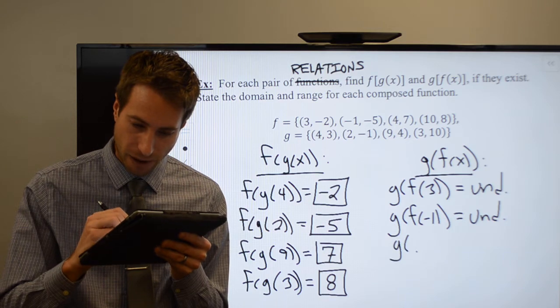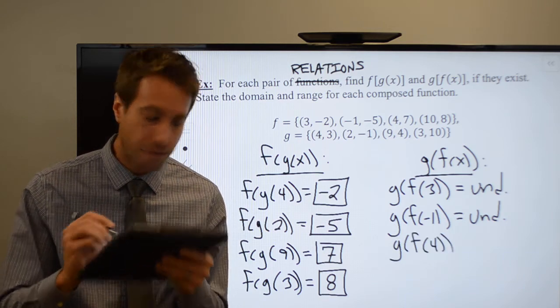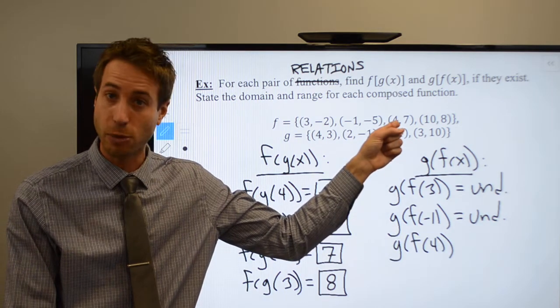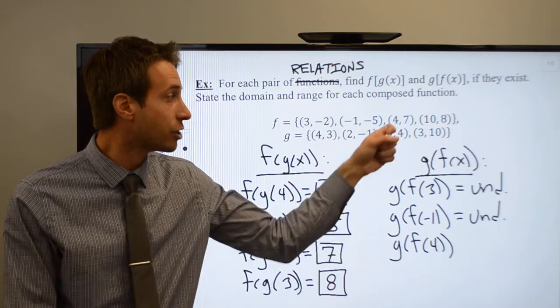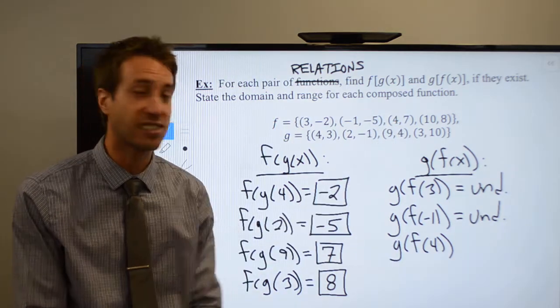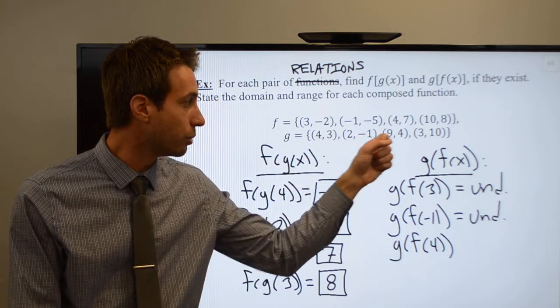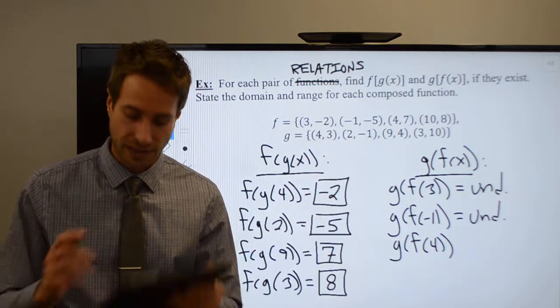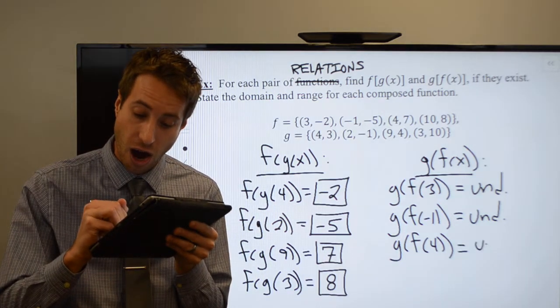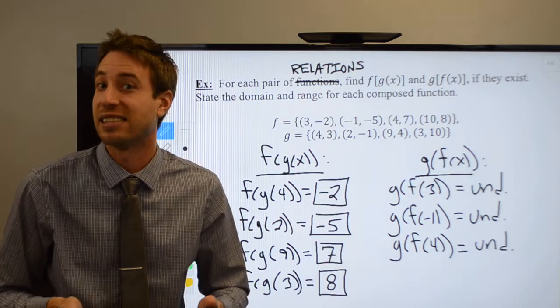Next one, g of f of 4. Why? Because 4 is my next domain value. That's the next thing I'm going to plug into f. So 4 goes into f. F gives you back a 7. I need to find 7 in g. 4, 2, 9, 3. I don't have a 7 yet again. We are undefined, right? Doesn't exist.